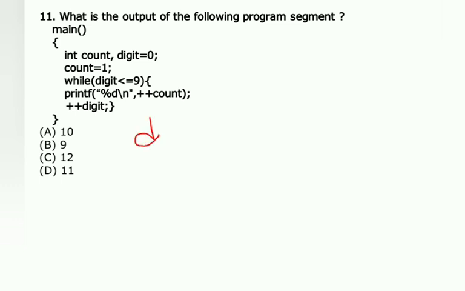So the digit is already given as 0 and the count value is given as 1. In the first iteration, the digit value is 0 and count equals 1. So 0 is less than or equals to 9, which is correct, so it enters the loop and increments the count. What is the count value here? 1. So it will be incremented to 2 in the first iteration.